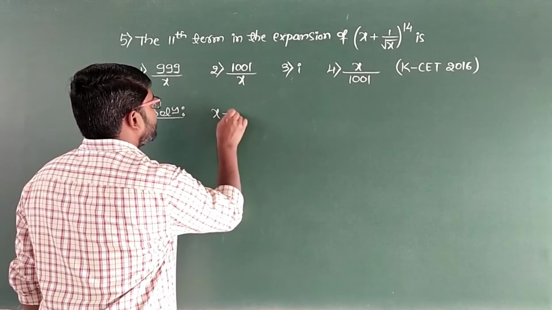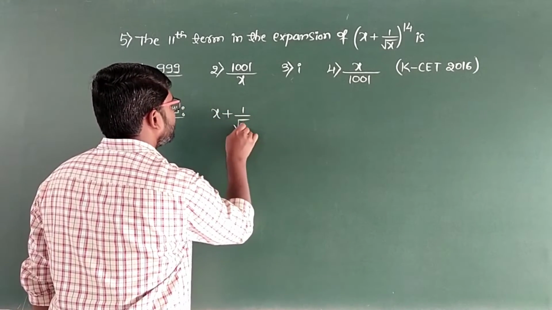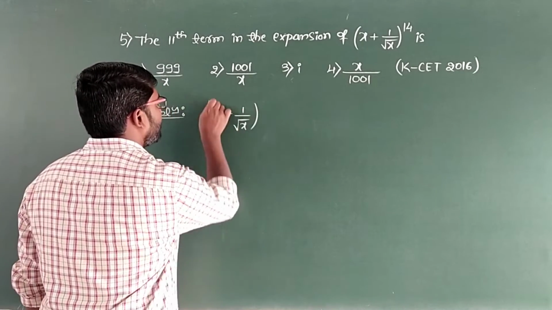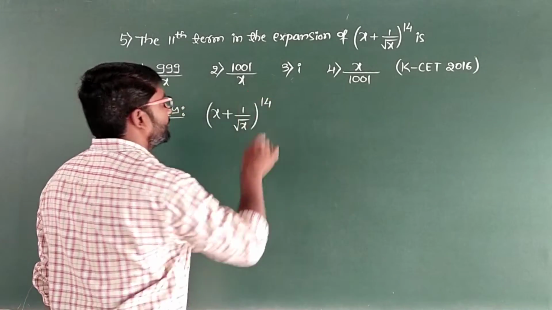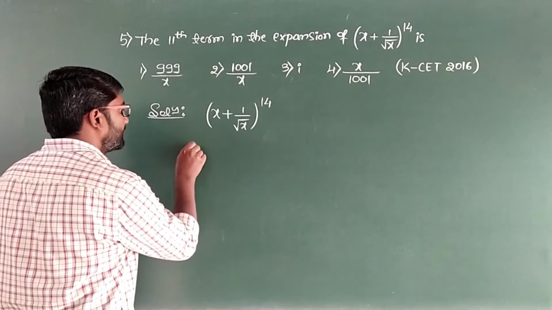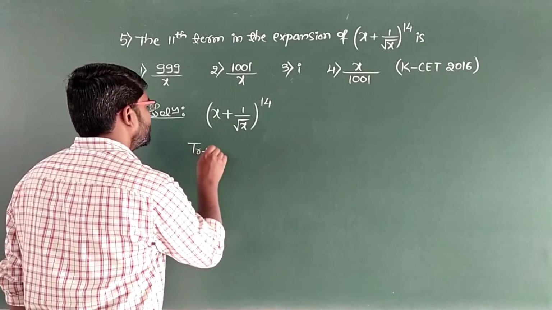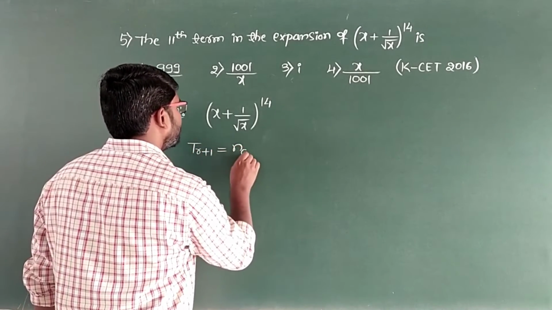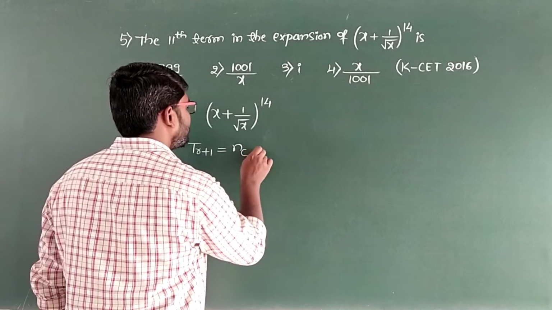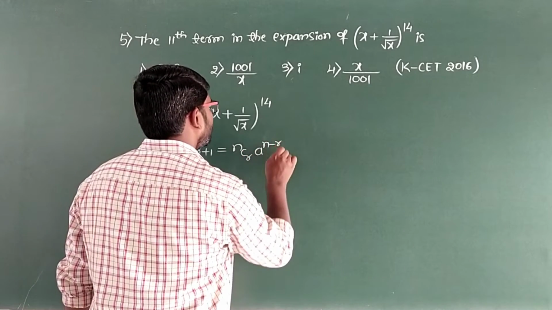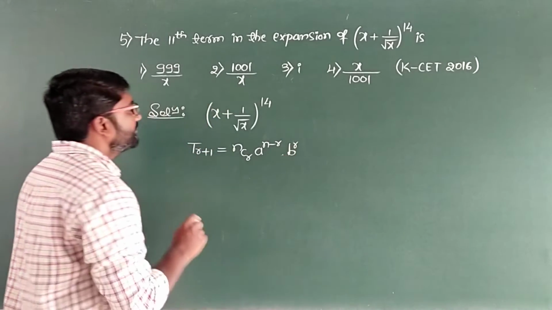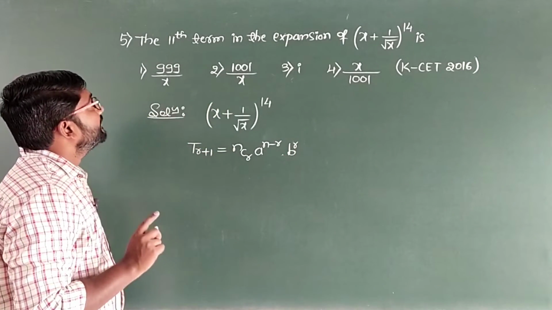(x + 1/√x) whole to the power 14. So I'll write the general term now: T(r+1) equals nCr a raised to n minus r into b to the power small r. So now we will have to get the 11th term.